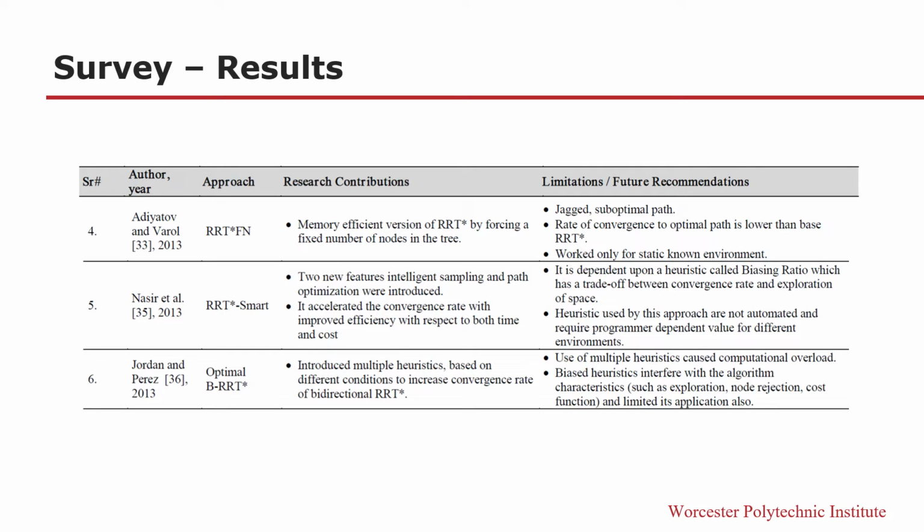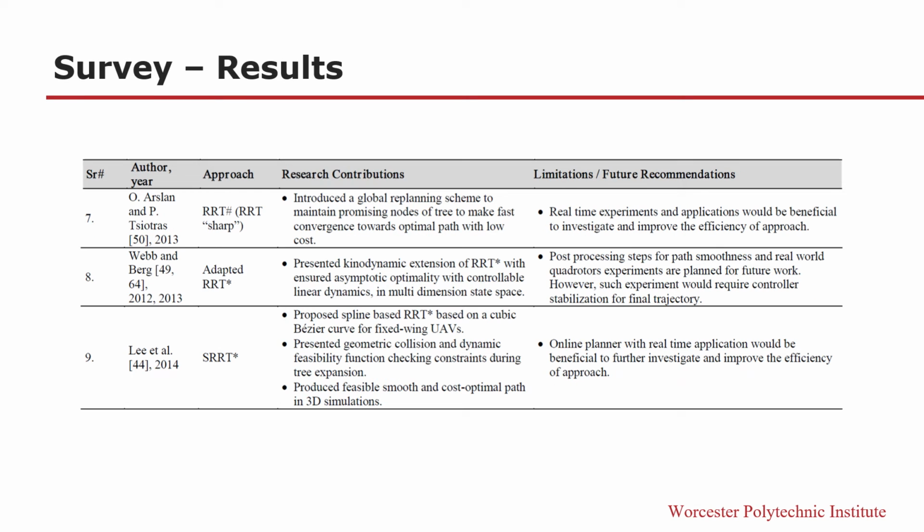Another bidirectional RRT star was presented for optimal path planning, also called optimal B-RRT star. It improved convergence rate using a number of heuristic techniques. However, use of multiple heuristics also increased computational overload. Moreover, these biased heuristics interfered with the algorithm characteristics and limited its application.